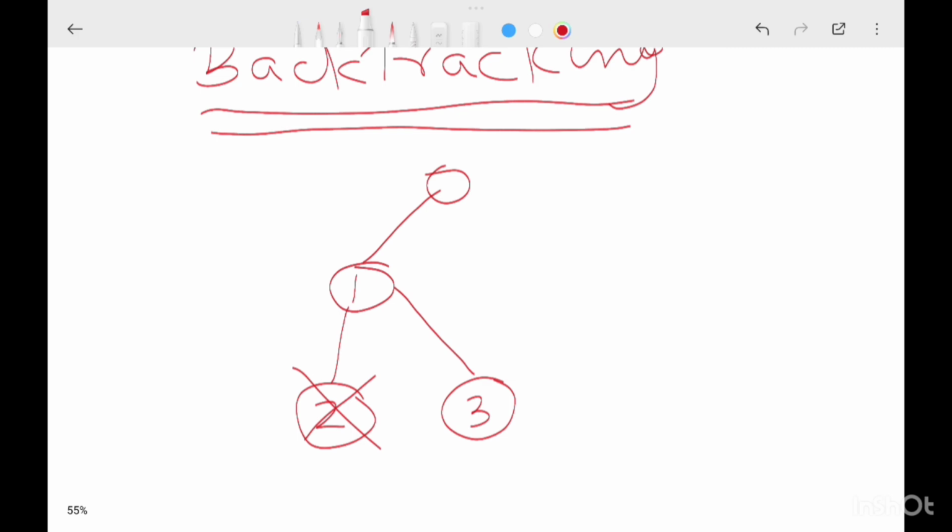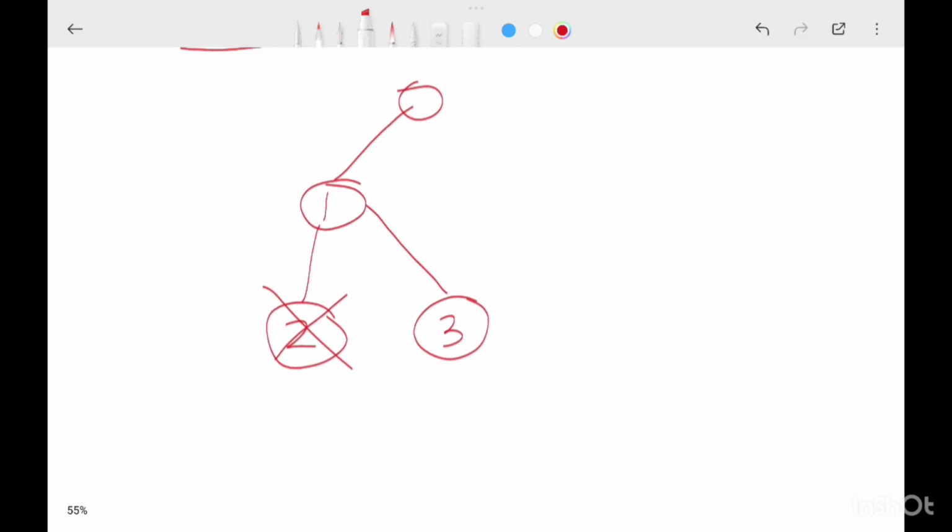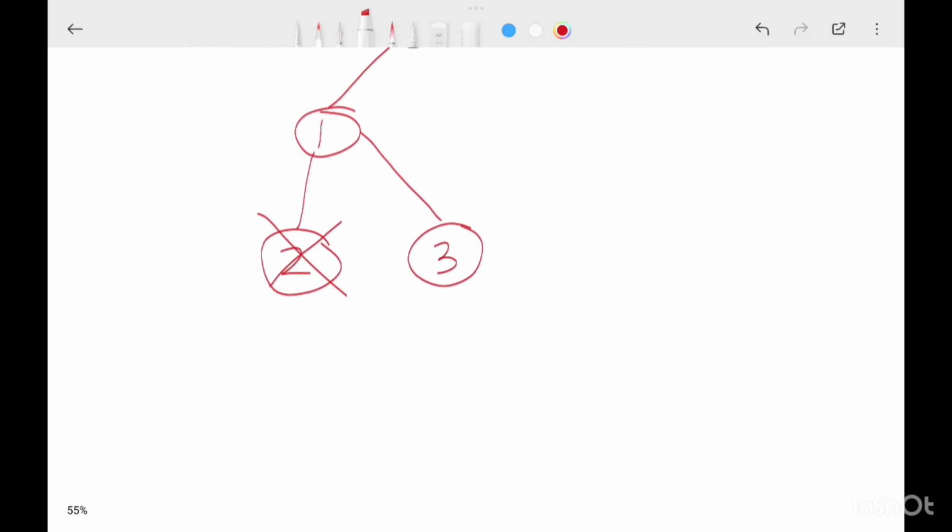reached from our initial state. So this is the actual working of the backtracking approach. So now, how can this same problem be solved by using the backtracking approach? I will explain this with one example.